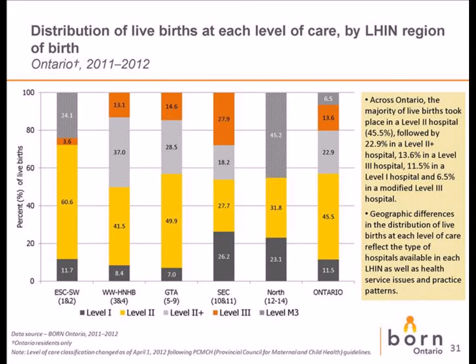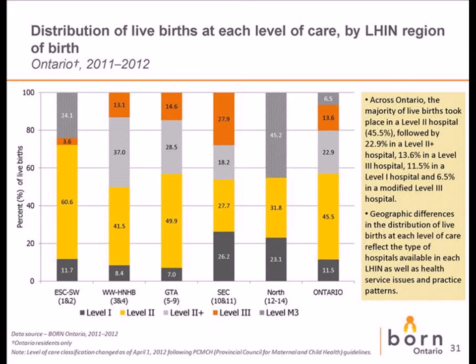So these slides are a little busy, but basically what we're looking at here is the distribution of live births at each level of care by LHIN region. So now what we've done is grouped LHINs. You'll see at the bottom of the graph, we have Erie St. Clair and Southwest grouped together. We have the other ones grouped according to the normal transfer patterns that occur across the province. For example, level one is the dark line at the bottom. Level two hospitals, which are probably the most prominent of the hospitals in the province, are the yellow, and then we move up to 2+. Three, and there's modified threes across the province in the old category, sorry.